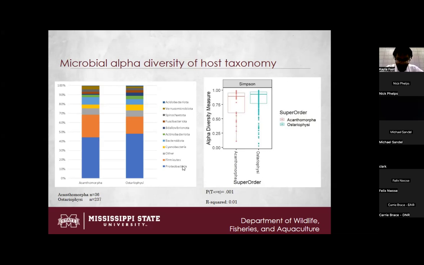And we also see that Proteobacteria, Firmicutes, and Cyanobacteria are the top 3 dominant bacterial phyla. It's important to note here, make sure with every analysis that we do, you check the R-squared values, because the R-squared values for some of these analyses may be really low, showing that it only explains a small bit of the variation between comparisons. So here we only have an R-squared value of 0.01, so about 1% of the variation explained here, looking at fish superorders.